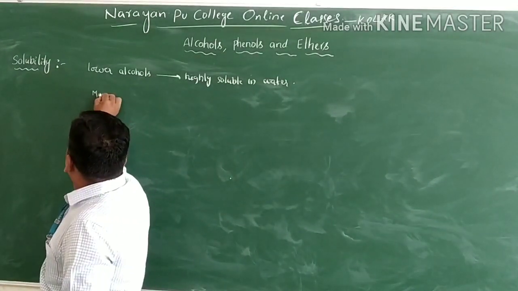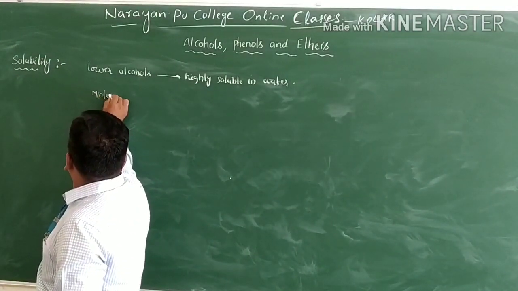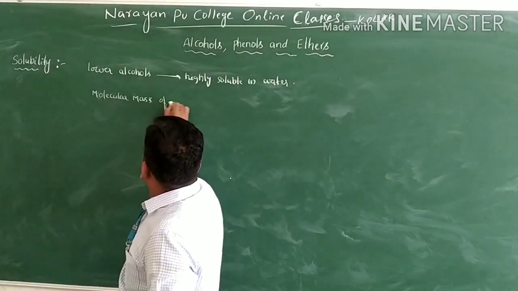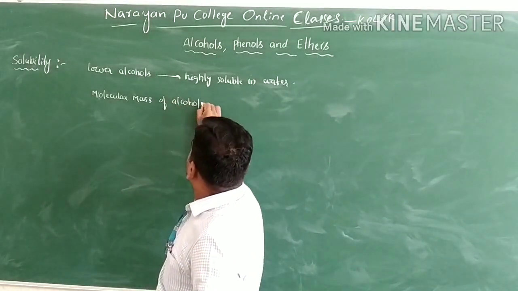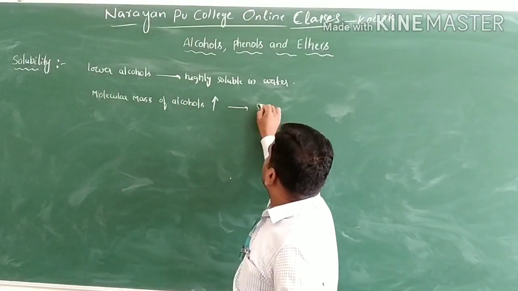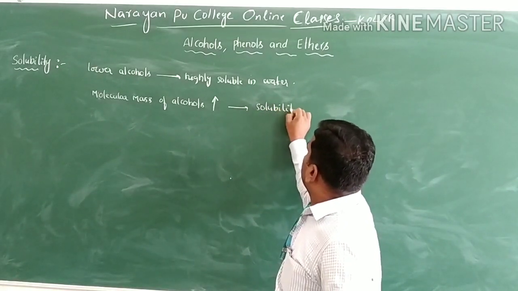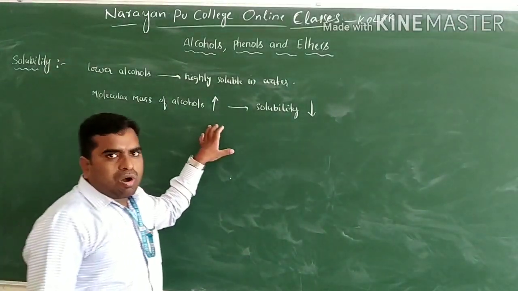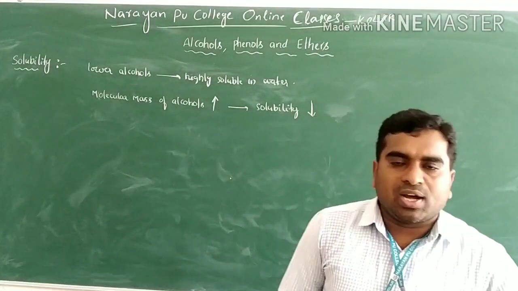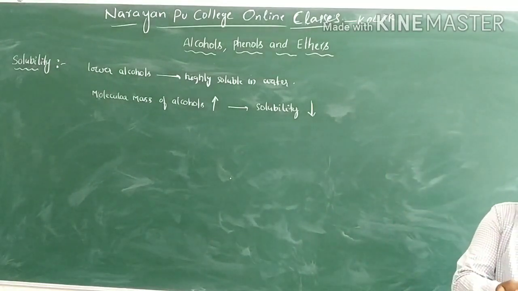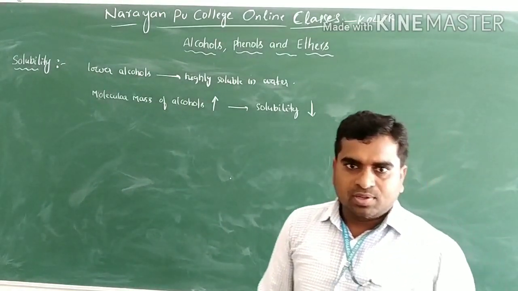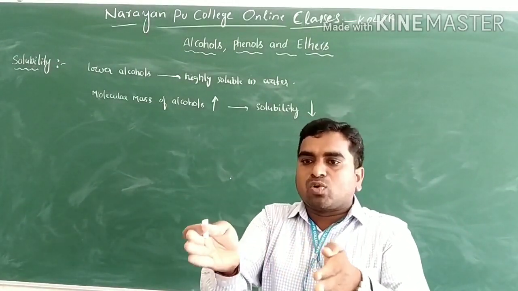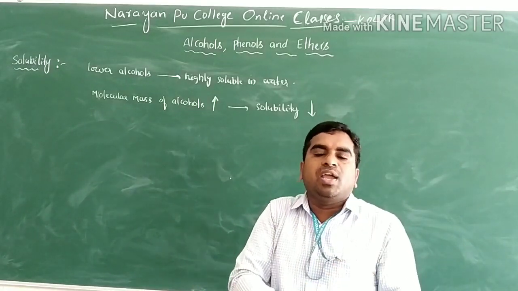As the molecular mass of alcohols increases, the solubility decreases. Why does it decrease? That we have to discuss. Clear? The solubility of alcohols in water is due to the formation of hydrogen bonding with water. What is the main reason for solubility here? The alcohol has to make a hydrogen bond with water, then it is easily soluble in water.